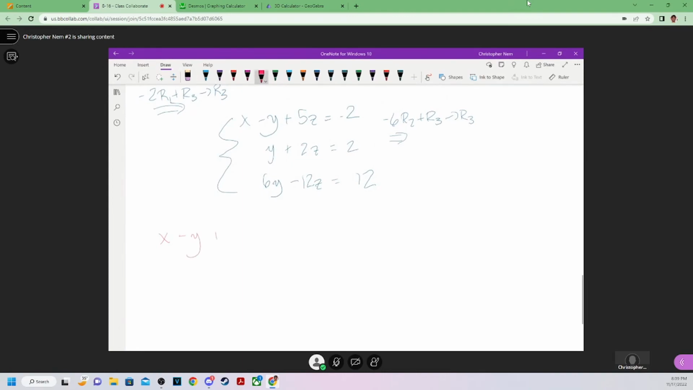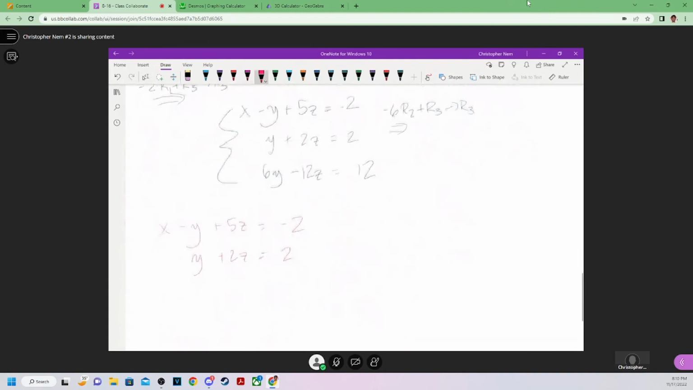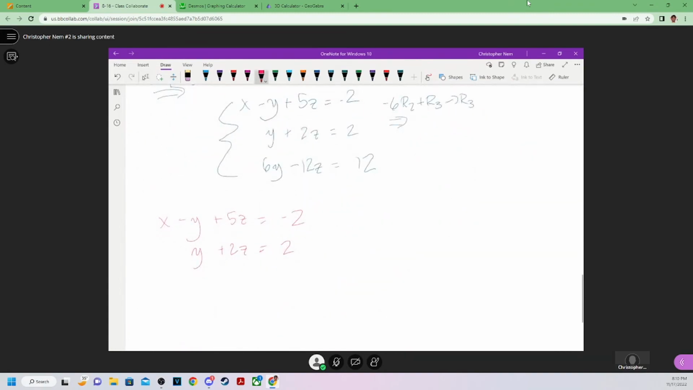Minus y plus 5z equals negative 2. Then I have y plus 2z equals positive 2. And then the last part, let me just see if I wrote down the systems correctly. Yep, we're good to go. If I add them together, the y's are deleted. The z's are deleted. So I get 0 equals 0.